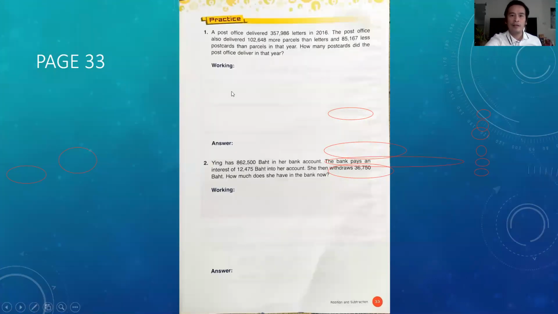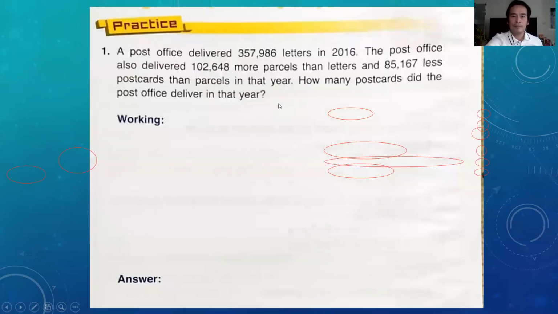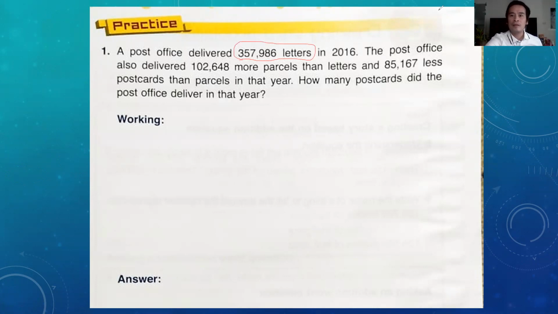Okay, let's proceed to our practice exercises on page 33. Let's analyze first the problem. Teacher Chris is going to read. A post office delivered 357,986 letters in 2016. Okay, next. The post office also delivered 102,648 more parcels than letters and 85,167 fewer postcards.